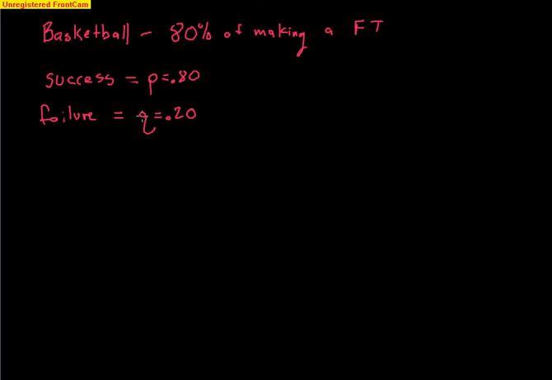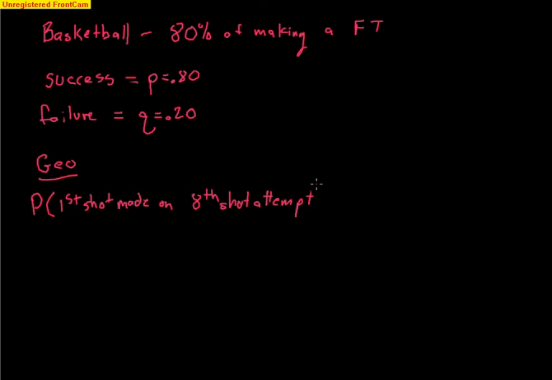Okay? So let's say we're talking about a geometric model. Geometric means that we would ask a question like, hey, what's the probability she gets her first shot made on her eighth shot attempt? Okay, so notice that this is geometric because we're looking for her first shot attempt. Now this is actually really easy probability to figure out. So her first success, her first made shot comes on the eighth.